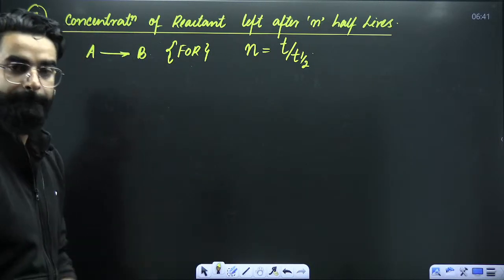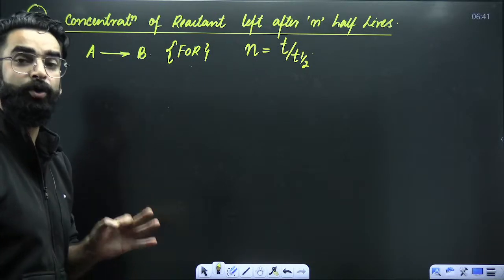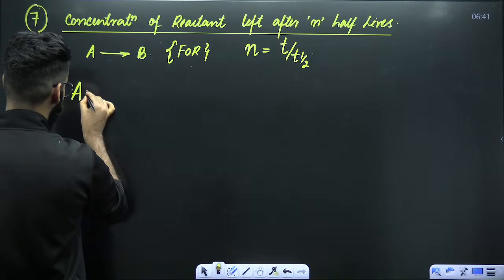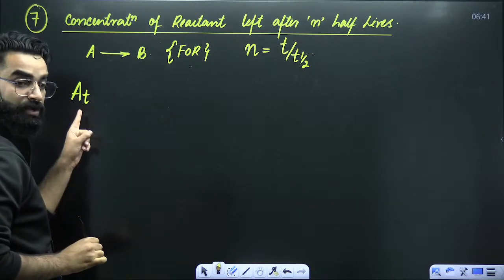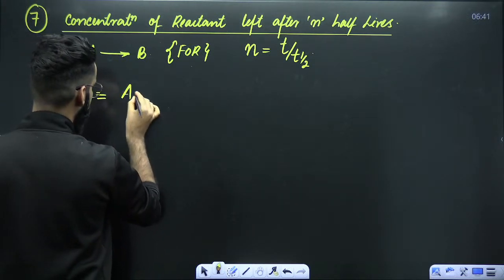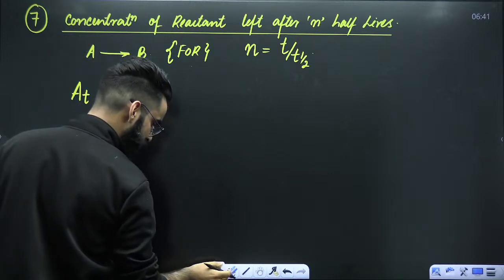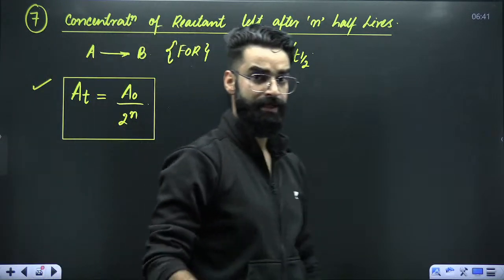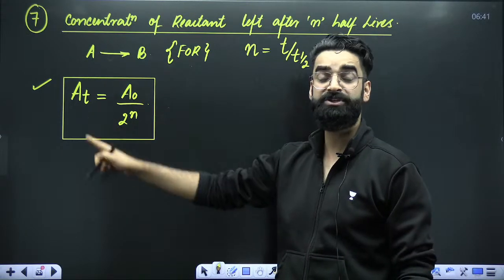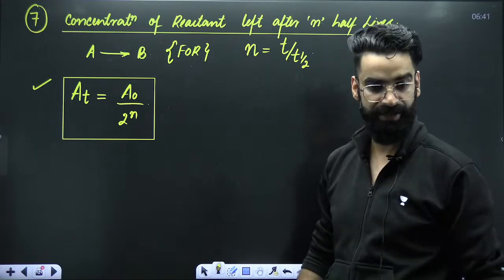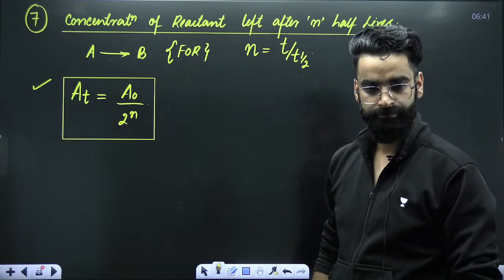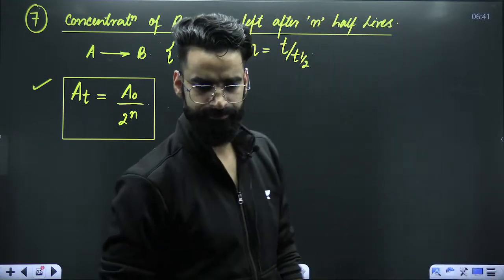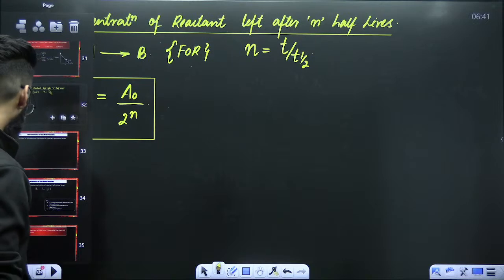Now, I'm asking you to calculate the concentration of reactant left after n half-lives. How do we get it? I'm just going to give the expression, no need of derivation. A T, the concentration of reactant left after n half-lives, is equal to A naught divided by 2 raised to the power n, where A naught is the initial concentration and n stands for the number of half-lives. This is one more expression which we'll frequently use in questions. It has a derivation as well, but again, no need of derivation. Remember the result and do the questions from it. Let's see certain questions first, then you'll get to know where we use this expression.